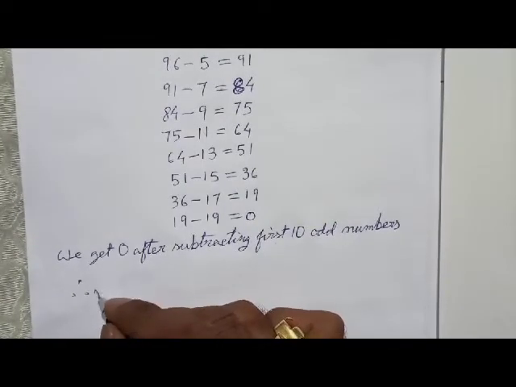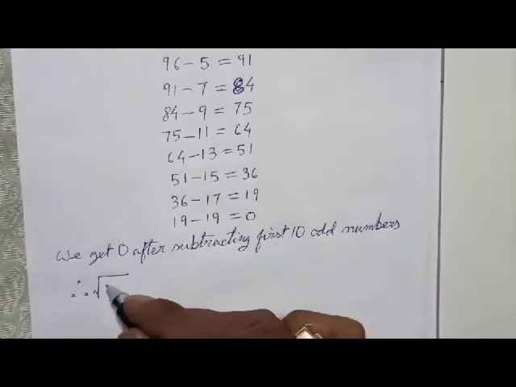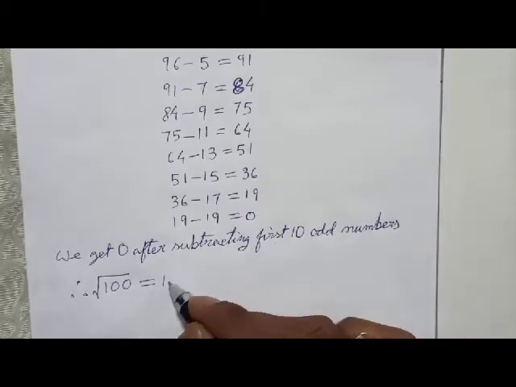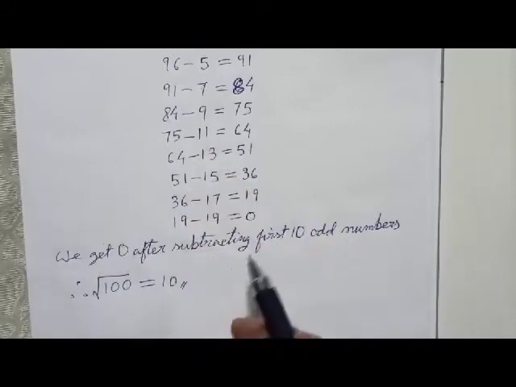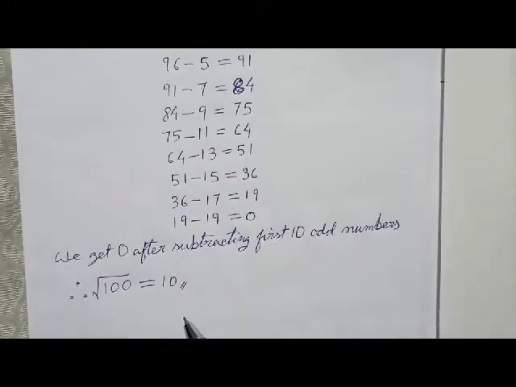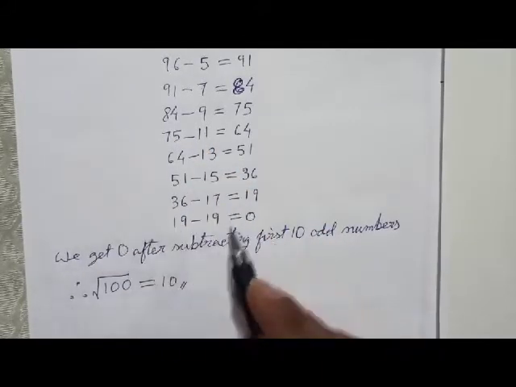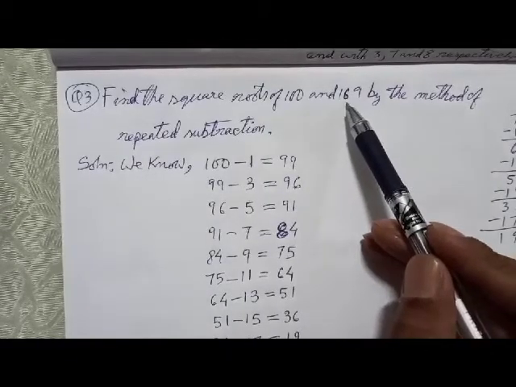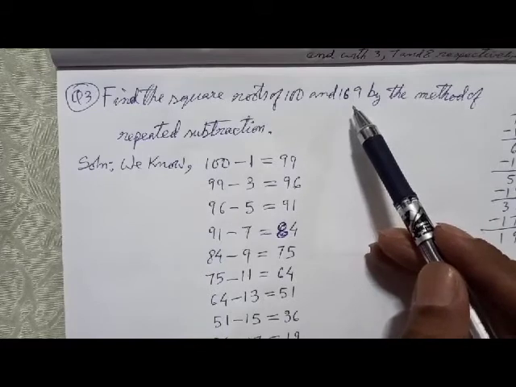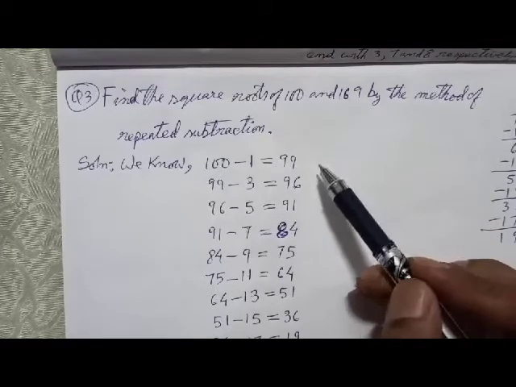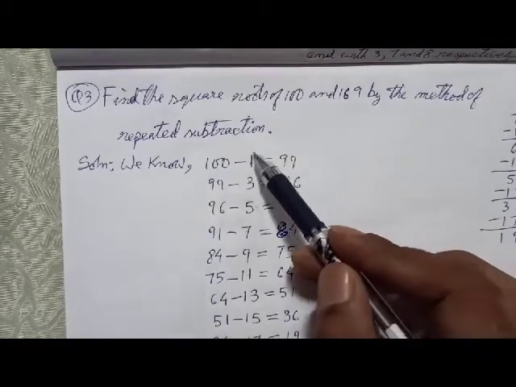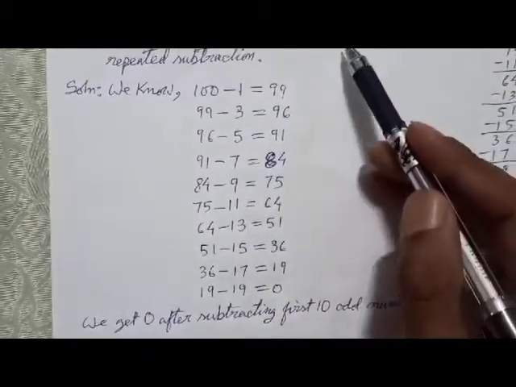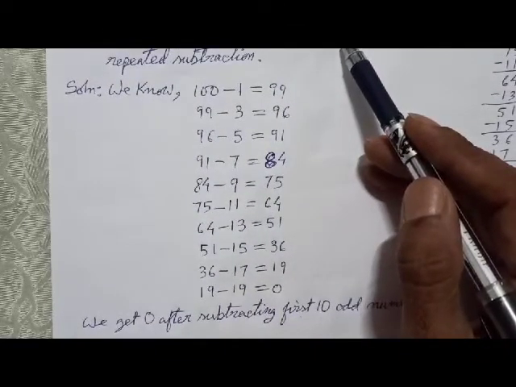Therefore, the square root of 100 is equal to 10, and this is the answer. Understand or not? This is not so difficult, so I hope you can understand that. Next is 169. This question is the same as the first one, so if you can understand this, you can solve this question. So this 169 you practice.